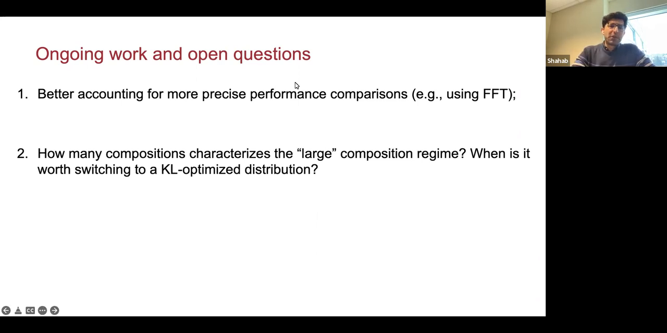So what we are doing right now is developing a better accounting technique that holds for any general mechanism. The second question that we are looking at is: what do we mean by large composition regime? How large should the composition be in order to switch to KL optimization? We still don't have an answer, but what we are doing right now is going from the first order approximation to a second order approximation.